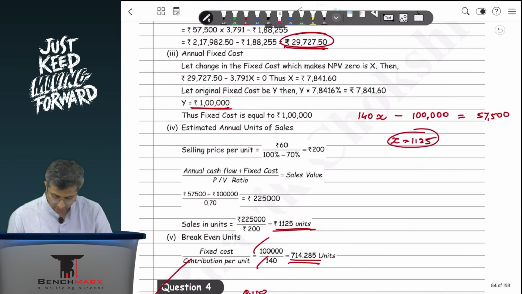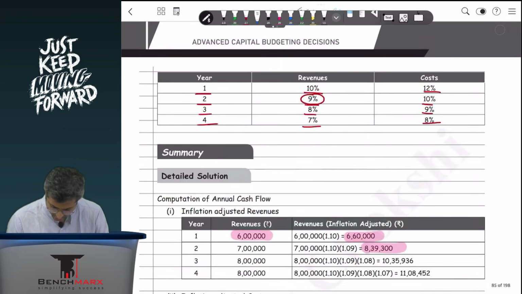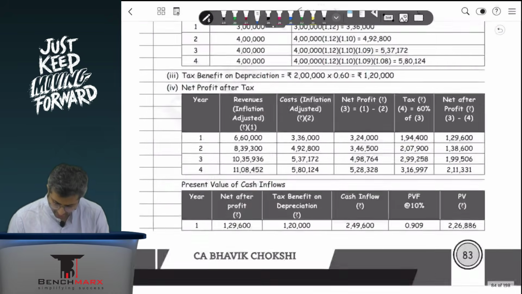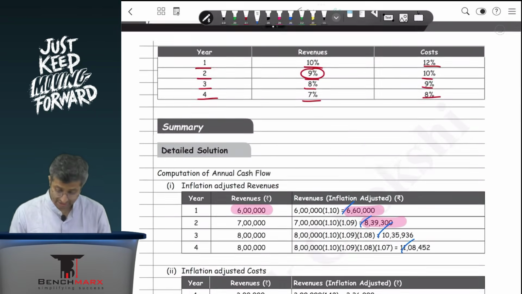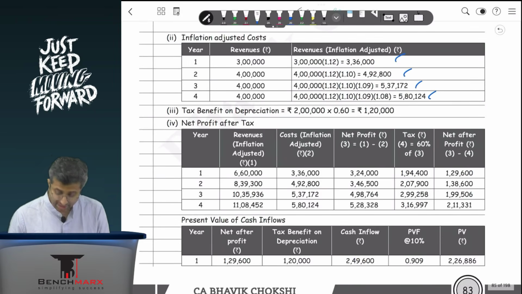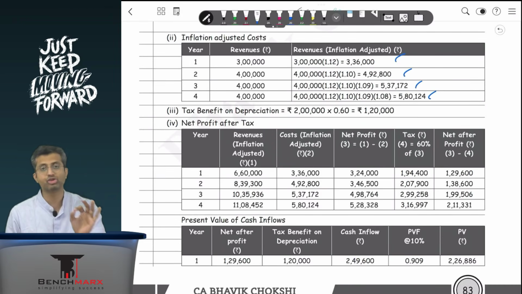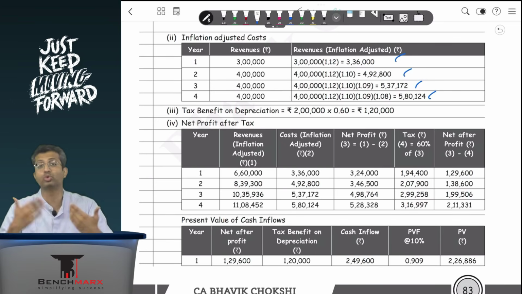Similarly, if I go to the third year, this is 8 lakhs increased by 1.1 into 1.09 into 1.08, and similarly for the fourth year. So basically you will find nominal revenues. From that you will subtract cost. Achha, cost ke alag alag inflations. Same way you will find inflation adjusted cost numbers. Achha, but this is excluding depreciation. Remember, depreciation does not get impacted by inflation because I have invested 8 lakhs and hence on that 8 lakhs divided by 4, 2 lakhs is going to be my exact depreciation, not 2 lakhs plus inflation.